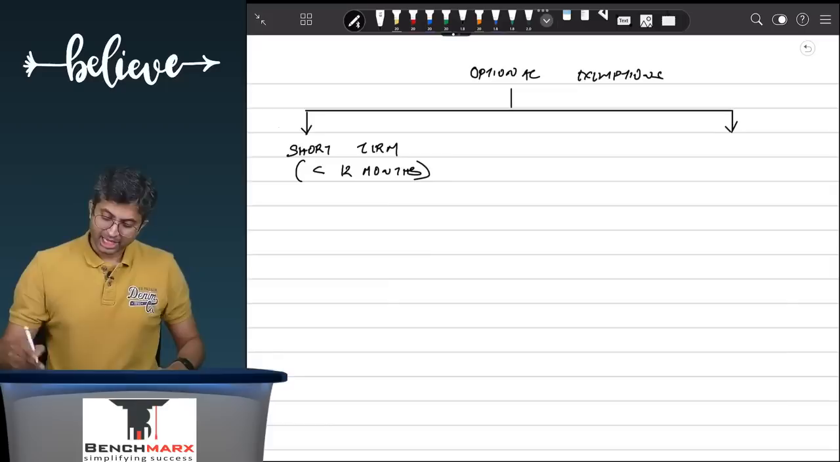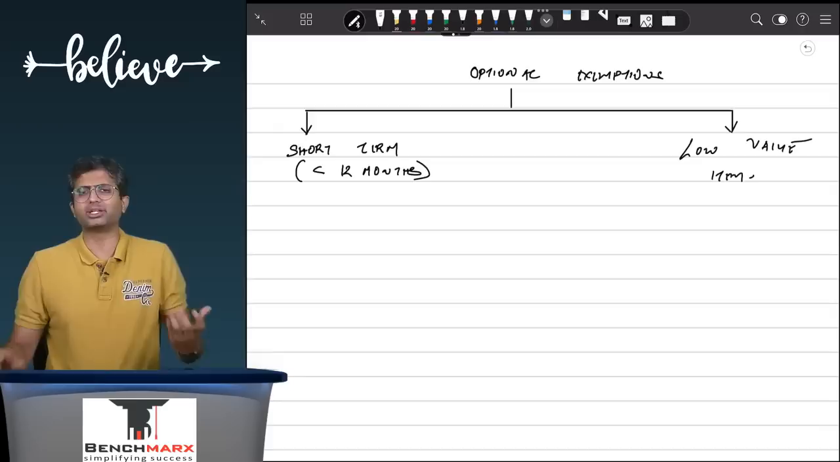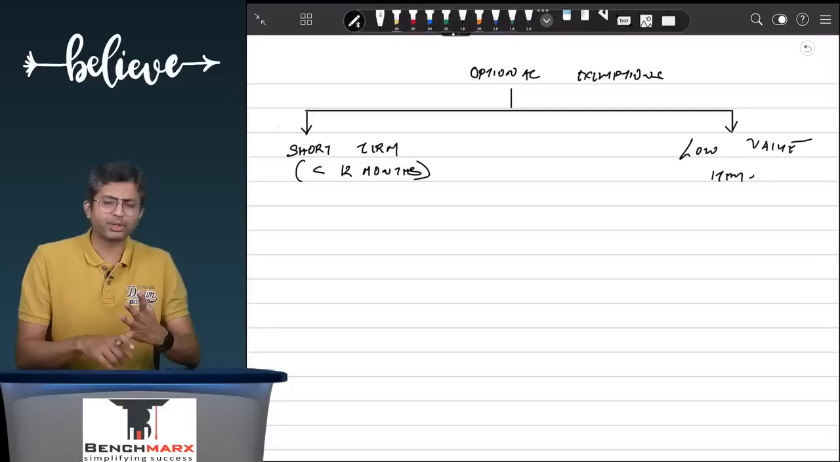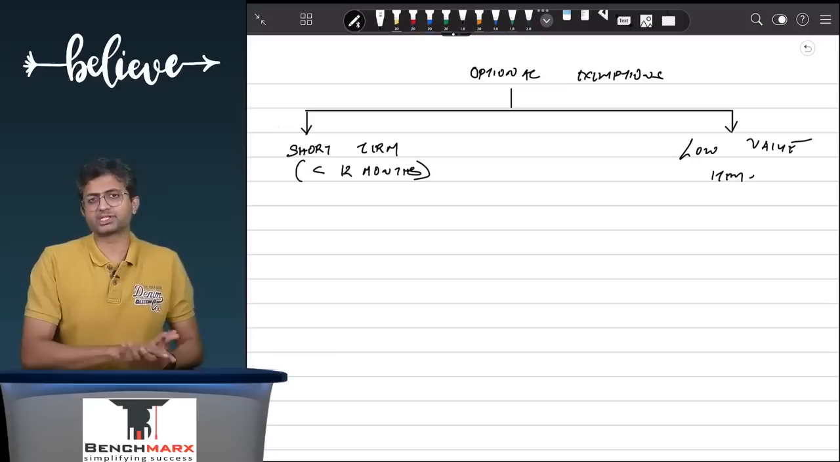Second is a low value item. Now, low value item has not been defined under the standard. A low value item can be an item like a telephone, or office equipment like a printer, etc. Over here, the low value item will not include items like property, land, building, cars. They are not low value items. Again, whether they are low value or not depends on the facts and circumstances of each case.